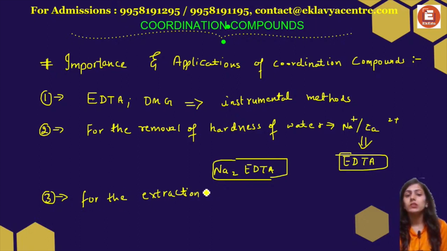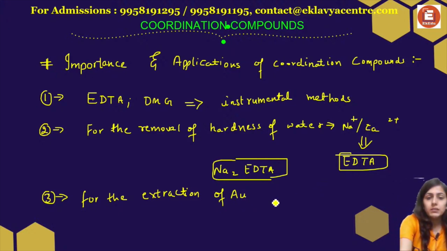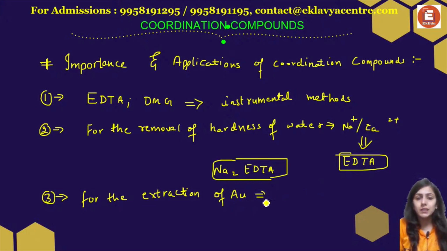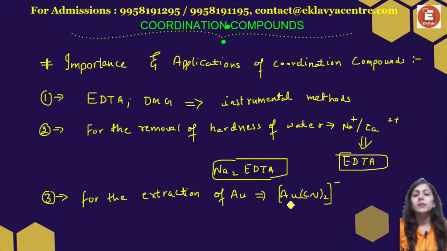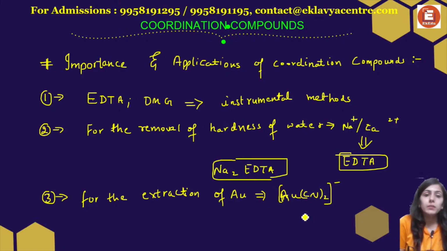We can use coordination compounds also for the extraction of gold. How? Gold combines with cyanide ions in the presence of water, and therefore it forms a complex. This complex can be separated by the extraction methods that we have studied in the sixth chapter.